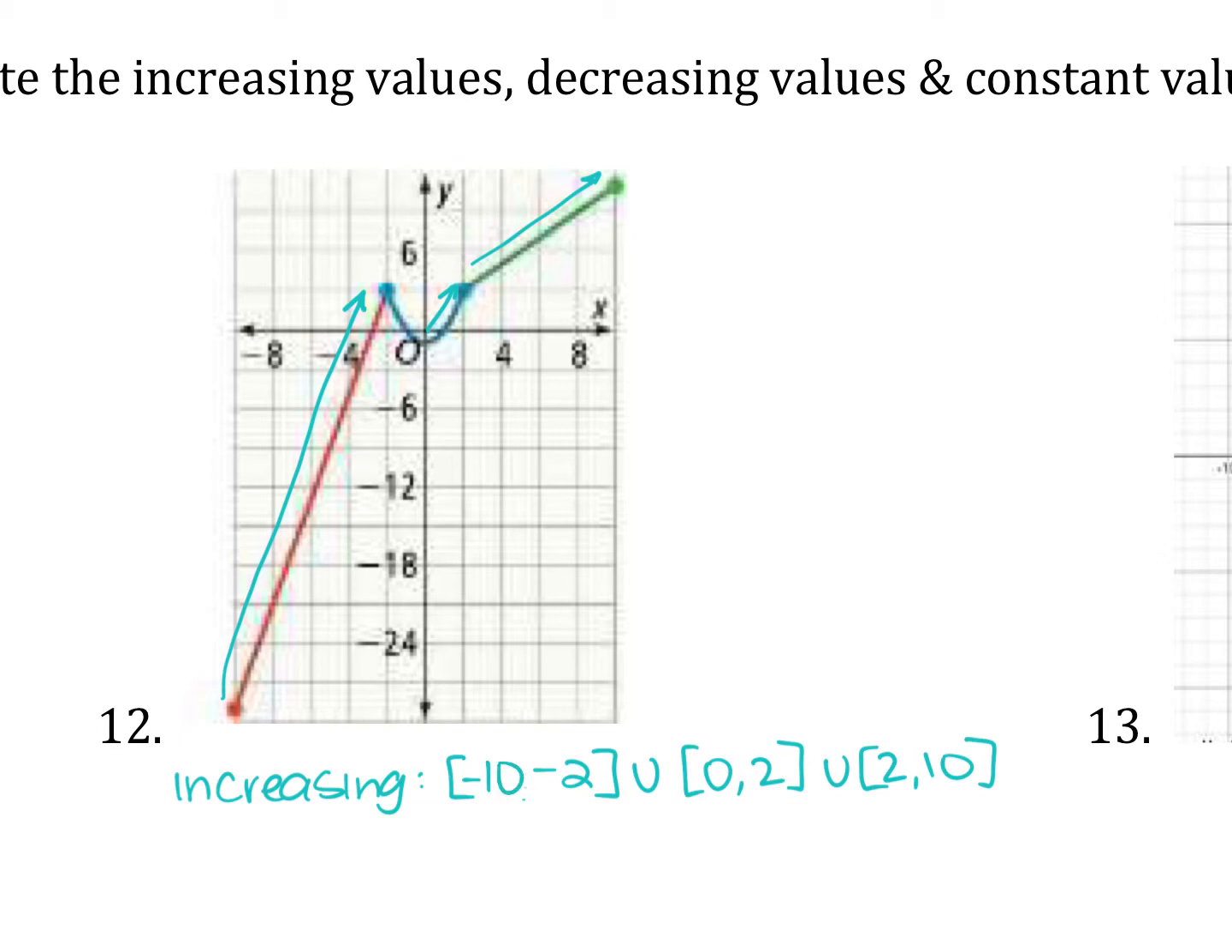From here, think about your decreasing values, so where the line goes down. Your line only goes down in this section here, so your decreasing is just from negative 2 to 0. And then your constant, you don't have any part where that line is flat horizontally, so your constant is none.